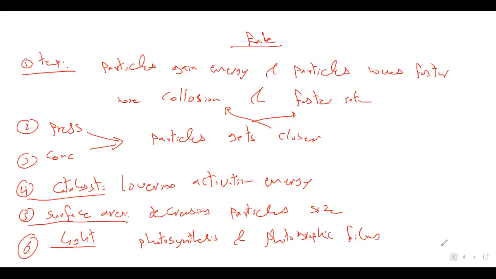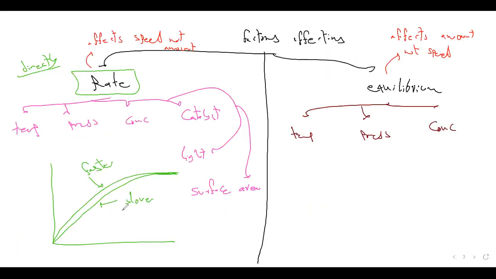And what's the difference between faster rate and slower rate? Faster rate is steeper, and slower rate is less steep. In both cases, we must have the same final amount.